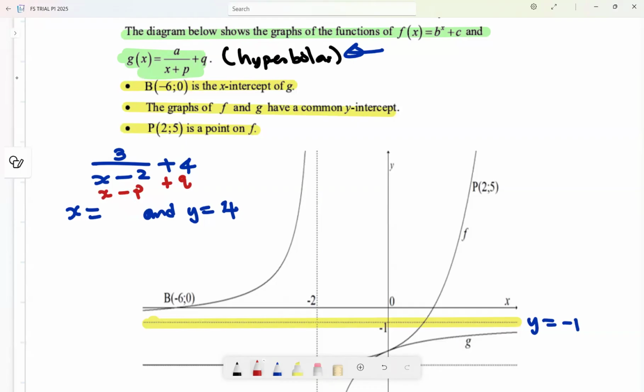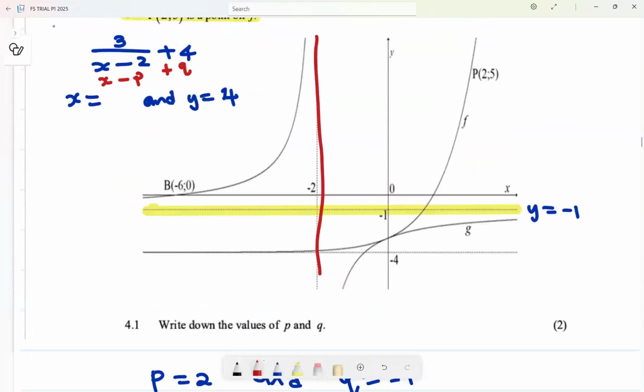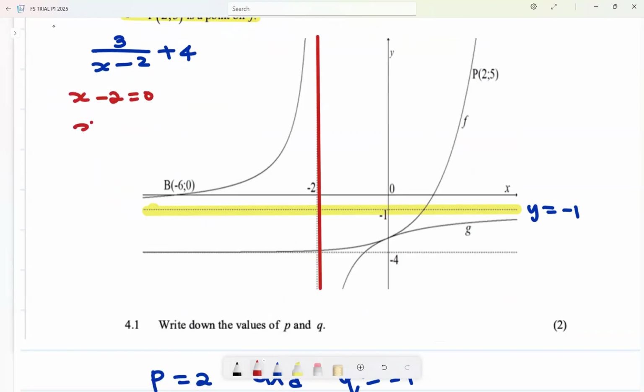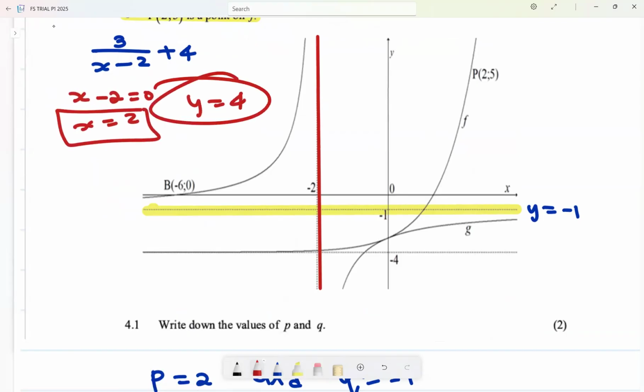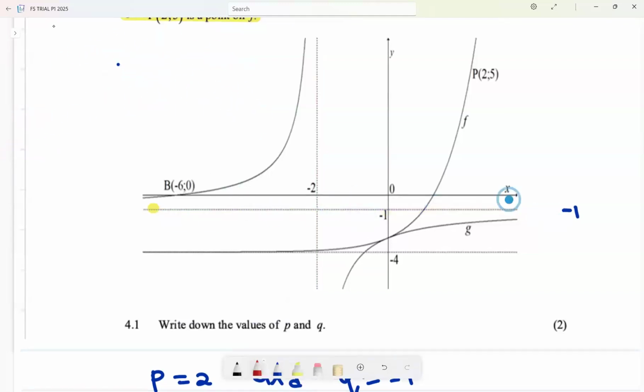So here, since x is negative on the graph, p is going to be positive. Hence, I'm saying p is supposed to be positive. Okay. And remember what we find: we say x minus 2 is equal to 0, and then x is equal to 2. This is the equation of the asymptote, and then y is equal to 4. This one is the straightforward one. Hopefully it is clear, guys.